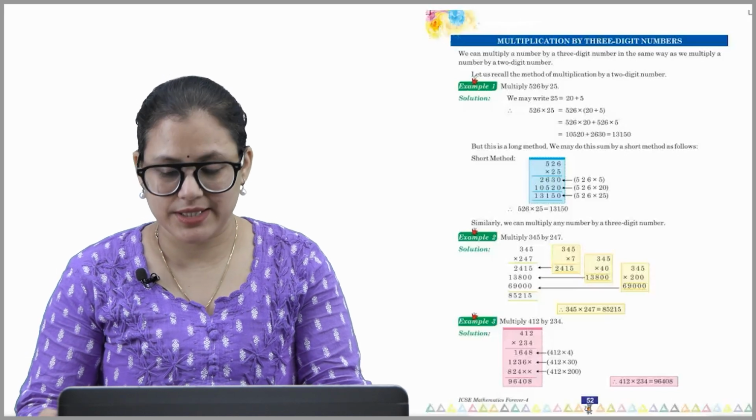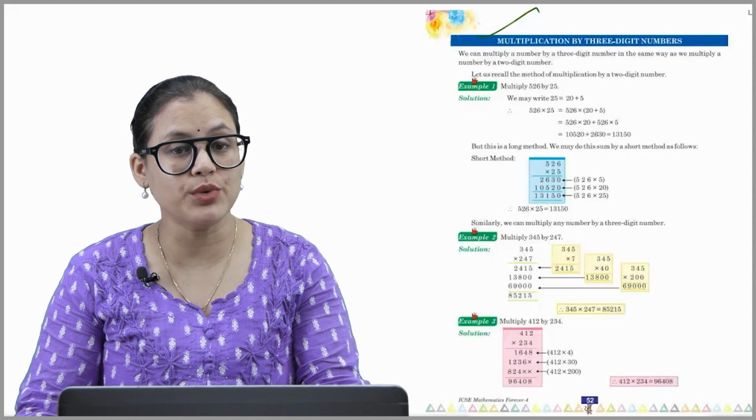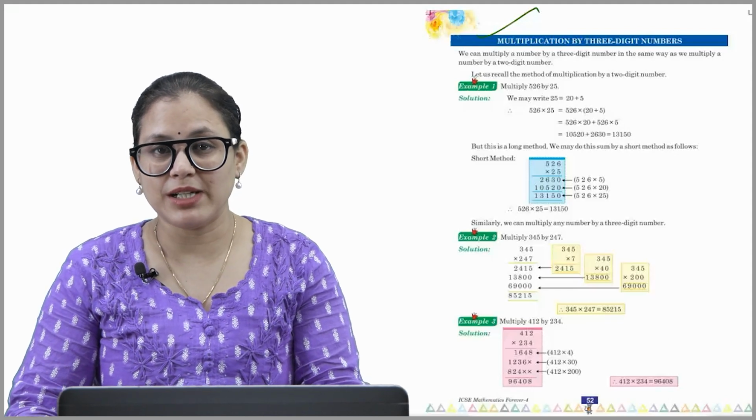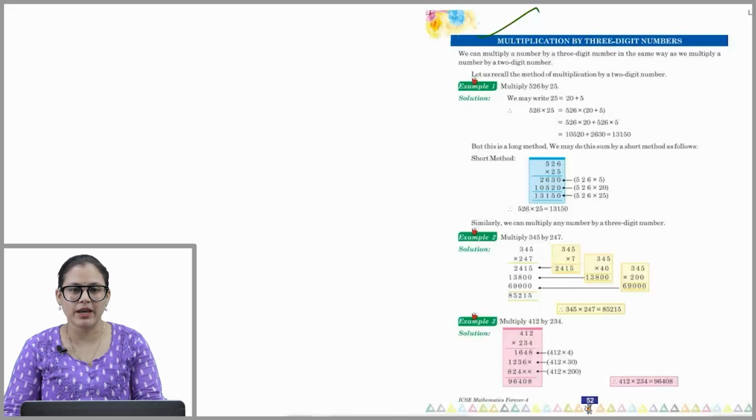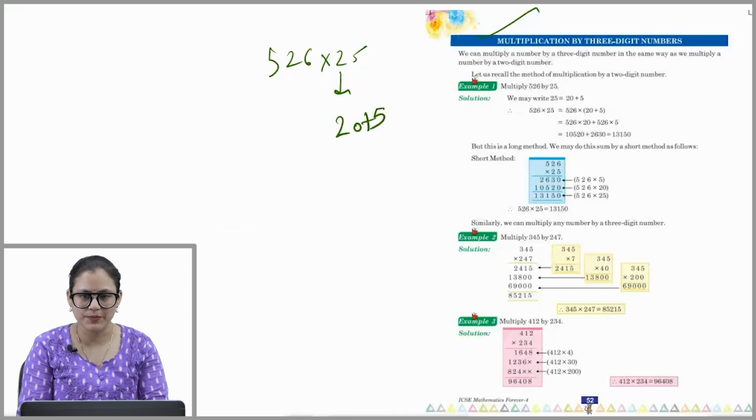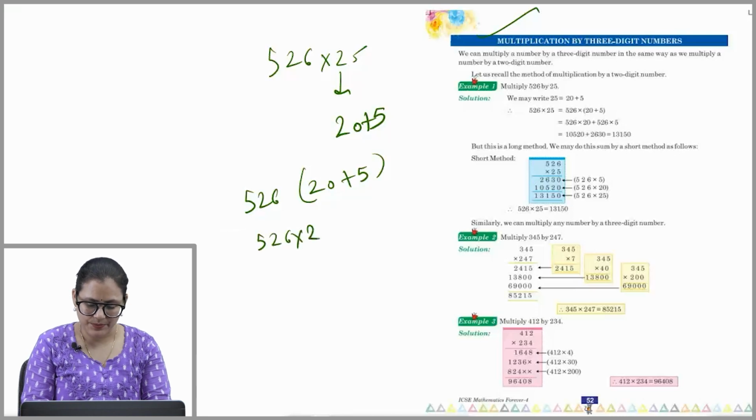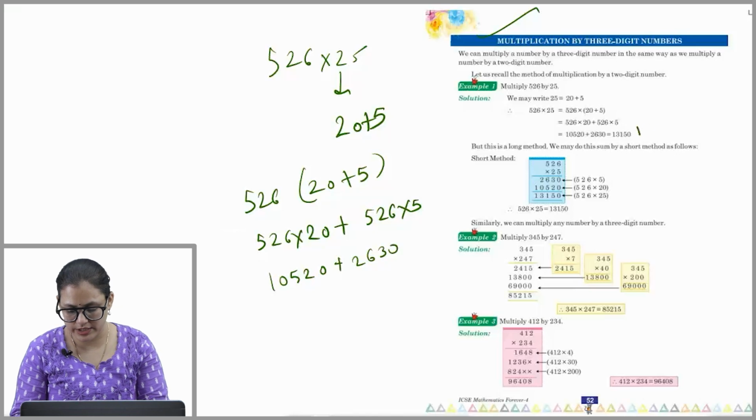Multiplication by 3-digit numbers. We can multiply a number by a 3-digit number in the same way as we multiply a number by a 2-digit number. Let us recall the method of multiplication by a 2-digit number. You have to multiply 526 by 25. So we may write this as 20 plus 5. You will multiply 526 by 20 plus 526 by 5. 10,520 plus 2,630 and then you will get this answer.